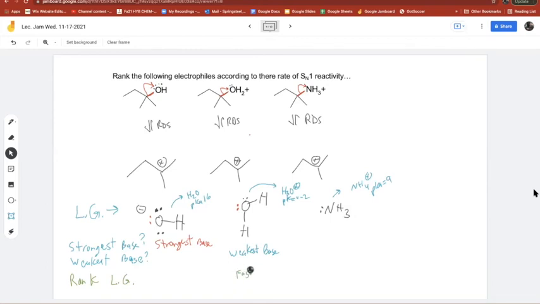Fastest leaving group. Like it comes off the easiest. So this is like number 1. And then our worst leaving group would be hydroxide, slowest to react. That'd be 3. This would be like 2. So what I'm getting at is this is the fastest reaction. And this is the slowest reaction. I'd say this is so slow that it borders on no reaction. I would say it's just like no reaction because that's such a bad leaving group.